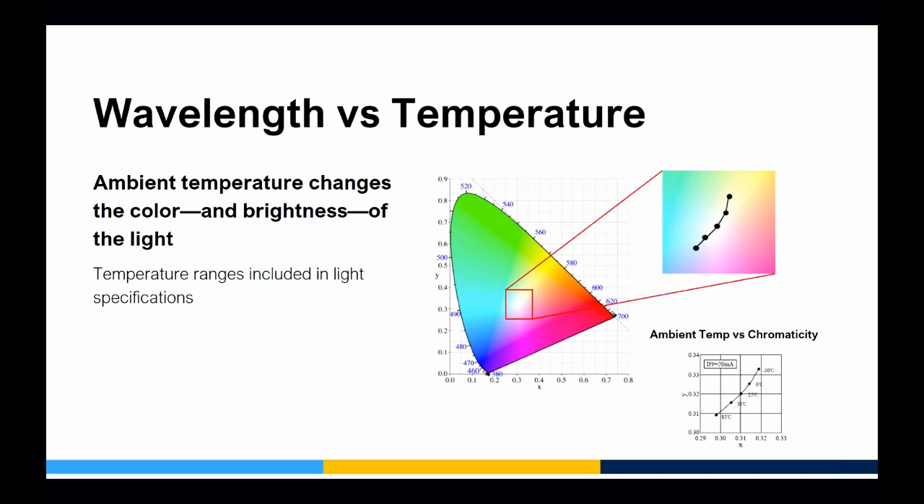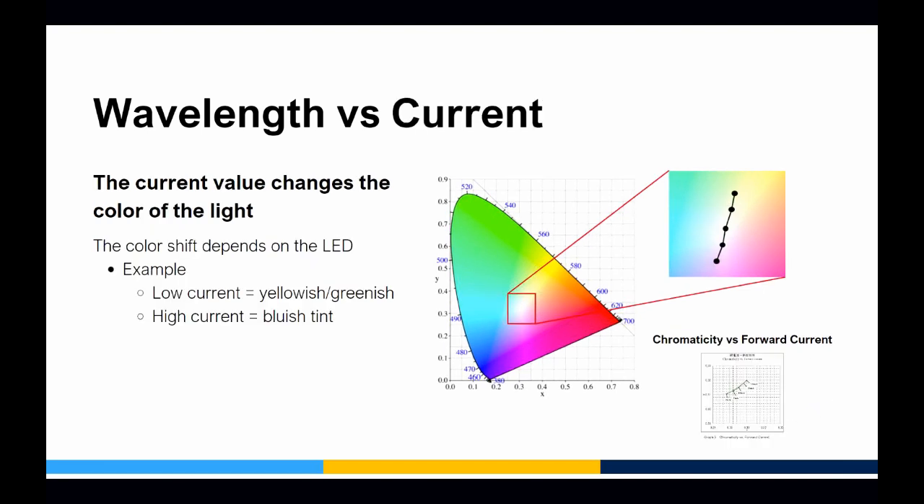Another reason for that is the temperature can change the wavelength. As you get very cold, your light will have kind of a yellowish tint, and as you get very warm, it'll have more of a bluish tint. Another thing that can change the wavelength is the current. A yellowish green tint will happen if you have a low current, and if you have a higher current, you'll get kind of a bluish tint.